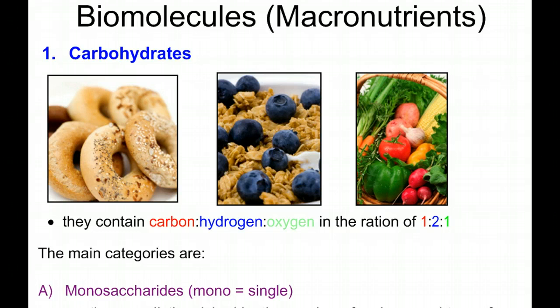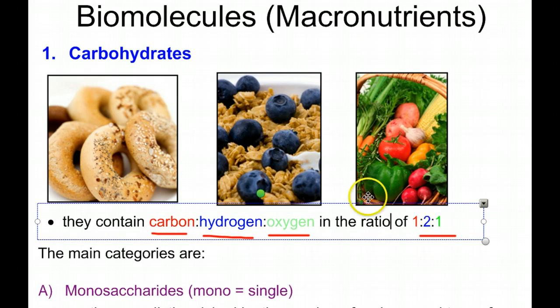Okay, so we're going to start off with carbohydrates. One important thing to know about carbohydrates is this right here. They contain only carbon, hydrogen, and oxygen, and it's always in the ratio of 1 to 2 to 1. And I see a spelling mistake here that I just need to fix. Okay, ratio. So that means for every 1 carbon we have 2 hydrogens and 1 oxygen. That's what makes up a carbohydrate.